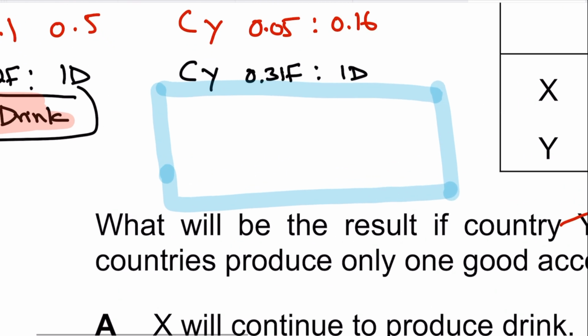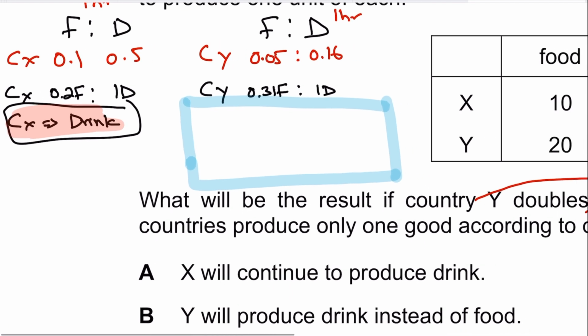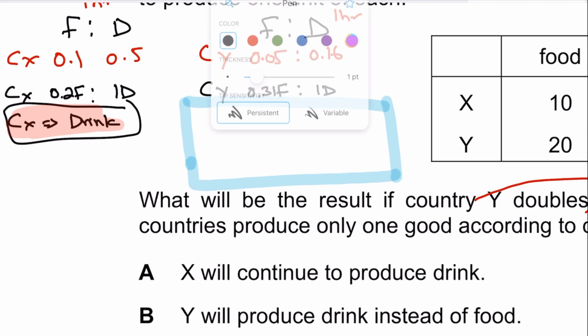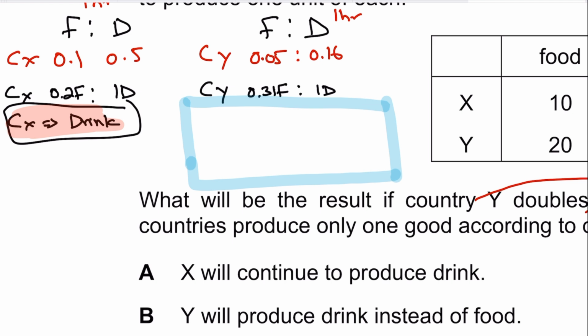For that we'll just use the same figures and see what the opportunity cost is in order to produce 1 unit of food. So for country X, in order to produce 1 unit of food, how many drinks do you need to forgo? If you're producing 0.1 unit of food, you're foregoing 0.5 drinks. So if you produce 1 unit of food, how many drinks are you foregoing? Just divide 0.5 by 0.1, that gives us 5 units. So 5 units of drinks are foregone if you end up producing 1 unit of food in country X.